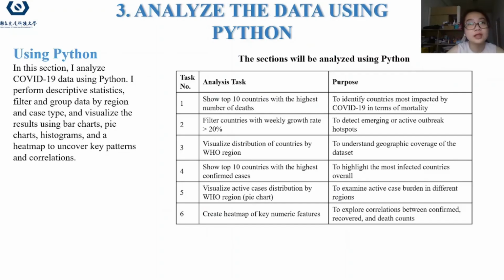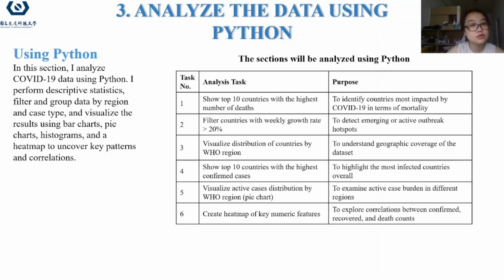And the first part is to analyze the data using Python. In this session, I will analyze the data using Python and descriptive statistics, filter and group data by regions, by type, and visualize the results using bar charts, pie charts, histograms, and a heat map to uncover key patterns and correlations. And I will have a total of these 6 tasks.